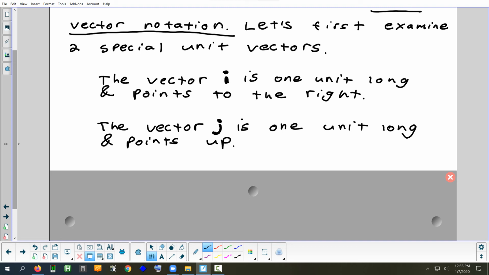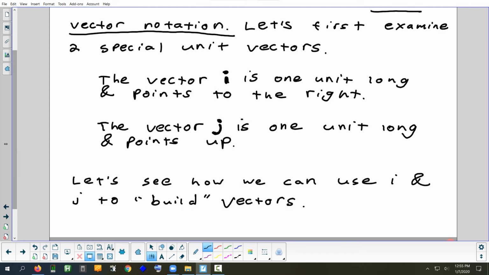So what we're going to do is we're going to basically take those two little vectors and think of them as like building blocks. We're going to stack them together to make vectors. Okay? And by stacking them together and building a vector out of little i's and j's, that's going to give us our final notation for how we can write vectors. Think of i and j as like building blocks that we're going to use to make a bigger vector.